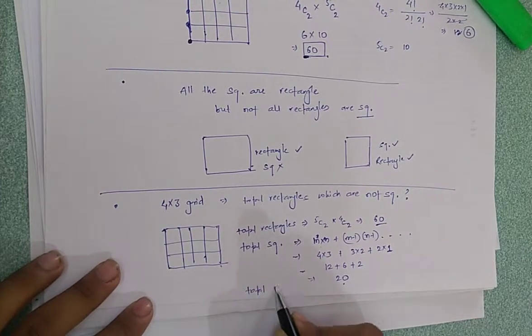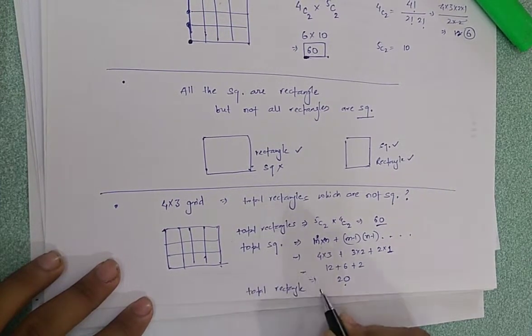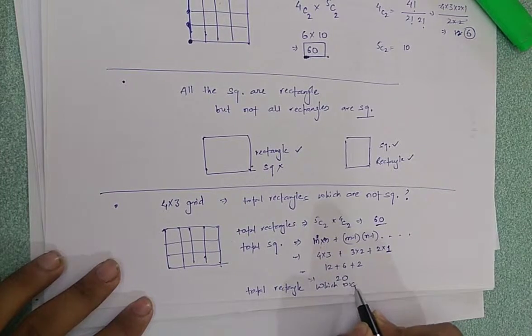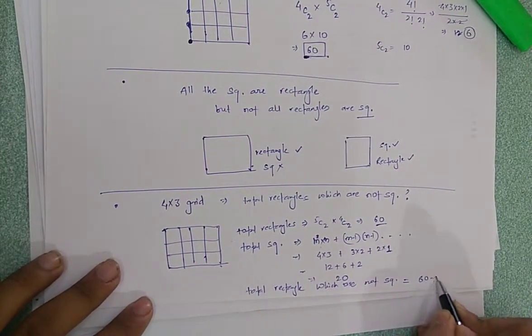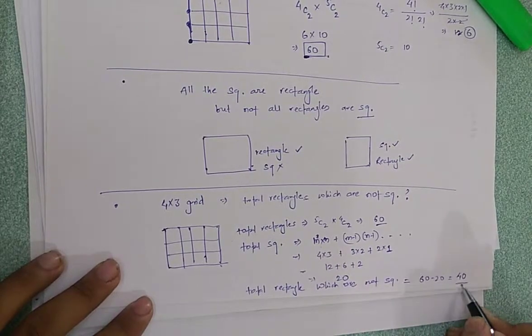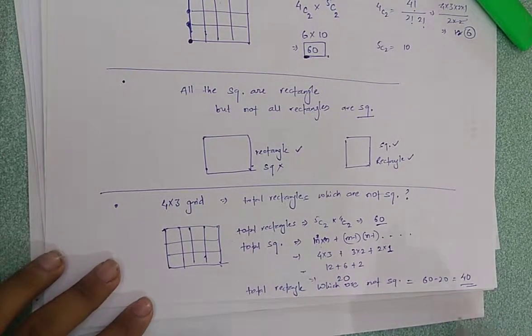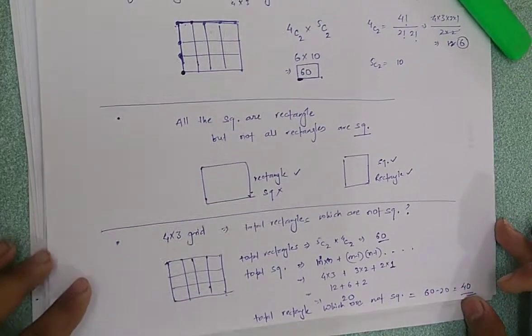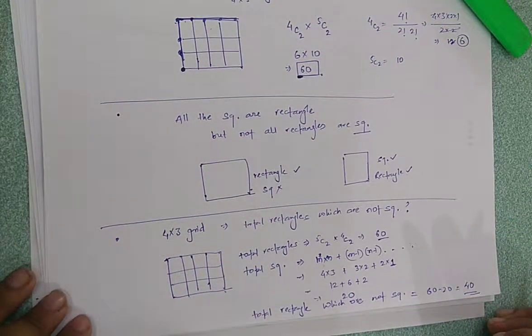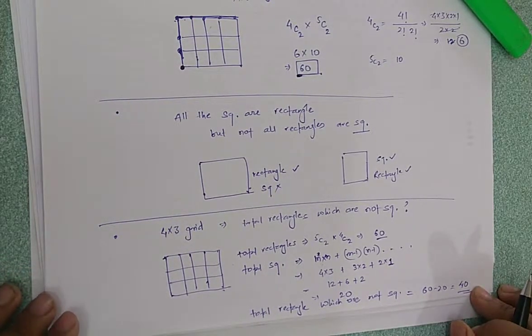So the total rectangles which are not squares will be 60 minus 20, that comes out to be 40. So these were the 4 tricks or 4 different methods of finding the total number of rectangles as well as the total number of squares in an m into n or m into m grid.